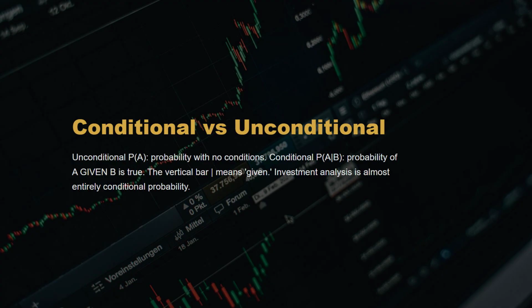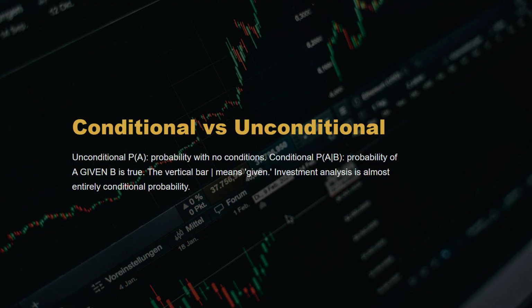The notation matters. P of A is unconditional. P of A given B, written P of A vertical bar B, is conditional. That vertical bar means given. Everything to the right of the bar is what you already know. Everything to the left is what you are calculating.